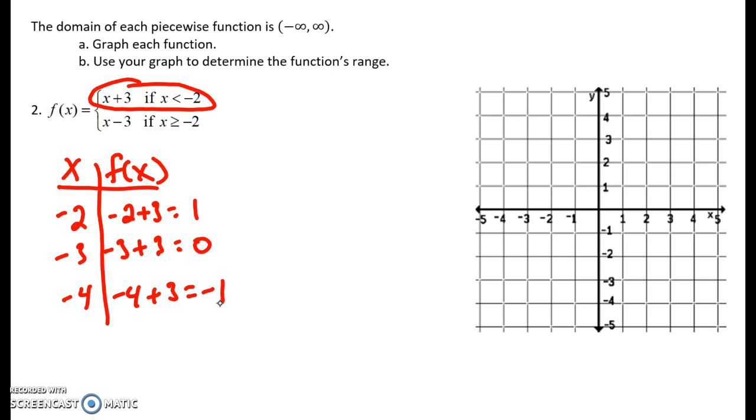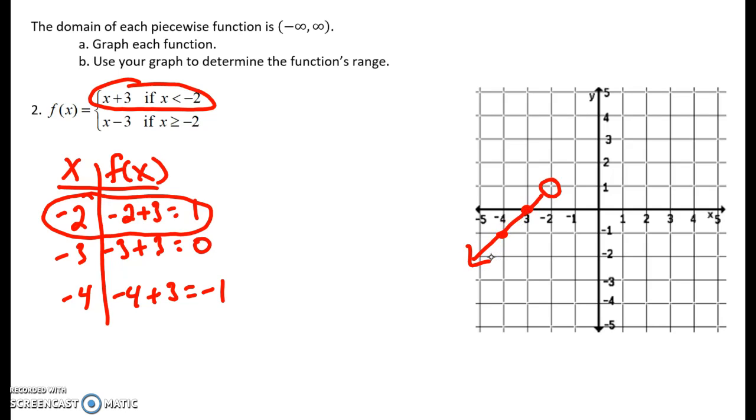And then I can plot those points in my graph. Now notice that x has to be less than negative 2, not actually equal to negative 2. Therefore, this point on my graph is going to be an open circle. So at the point negative 2, 1, I'm going to have an open circle because the function is not defined at that particular value. Then at the point negative 3, 0, when x is negative 3, f of x is 0. Right there. And then finally negative 4, negative 1. And then I'm going to connect those points with a line.